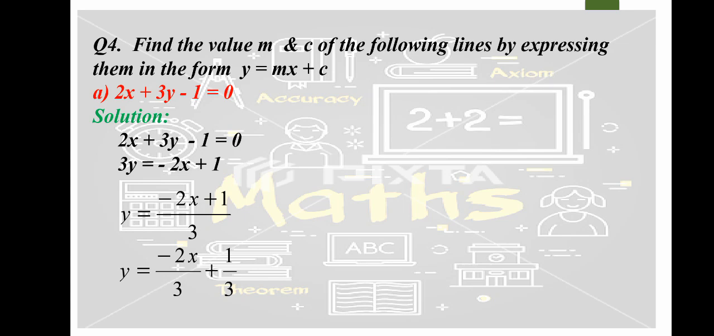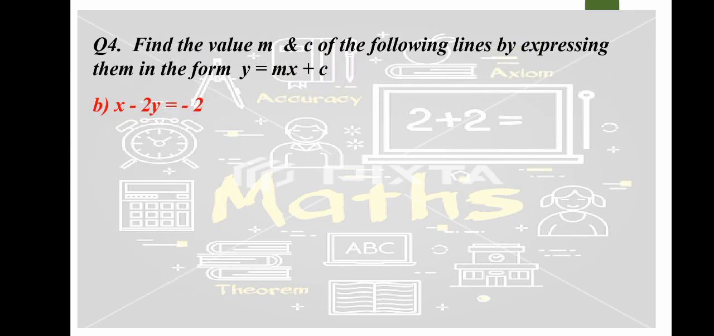And as I told you in the previous slide, m is the slope and the coefficient of x, and c is the constant number. So now from this equation we will find out the value of m and c. The value of m is the coefficient of x, that is minus 2 by 3, and the constant number c is 1 over 3. So here m is equal to minus 2 over 3 and c is equal to 1 by 3.